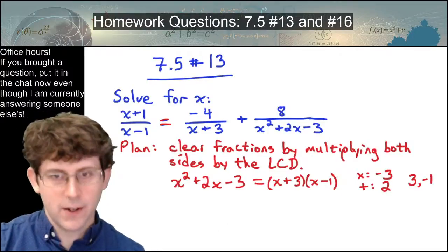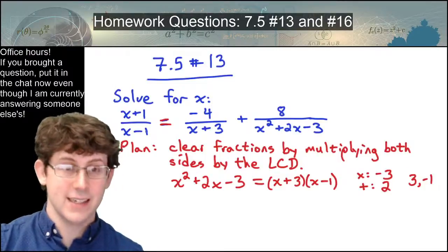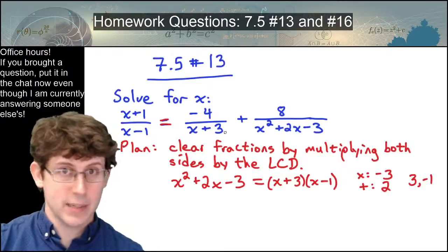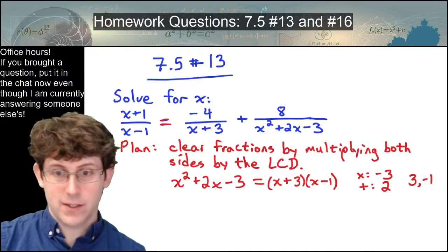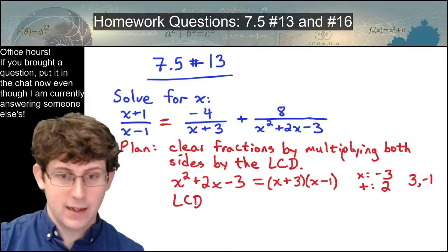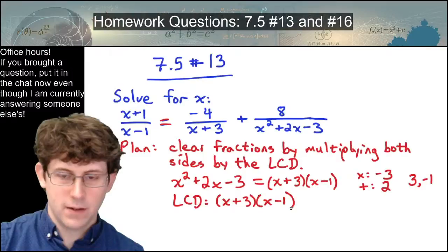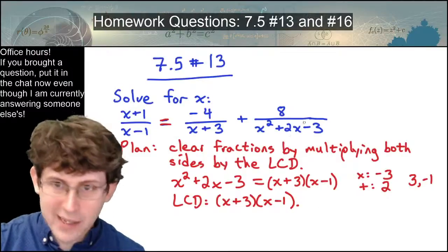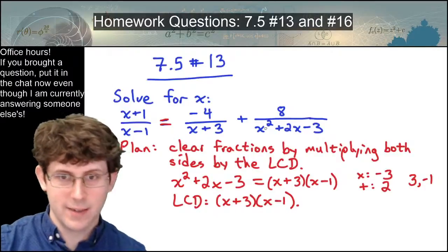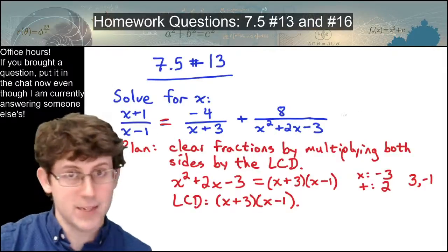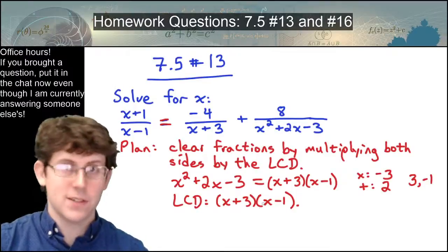So I've factored all the denominators, and I see that the denominators are all made entirely of x minus 1s and x plus 3s, and I never have more than one of either. So the least common denominator is just one of each. It's not always just this denominator. It just happened that the denominators are all made of x minus 1s and x plus 3s, and the maximum amount of each is one of each. So I included one of each.